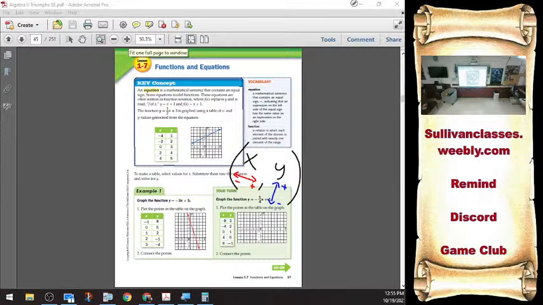Okay, we good? So, this is literally the tables that we were doing before. Now we got to make them. Once we make them, we're going to plot the points, connect the dots. That's it.